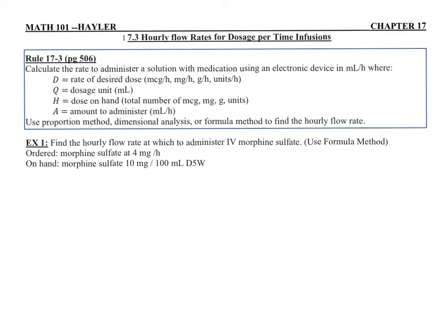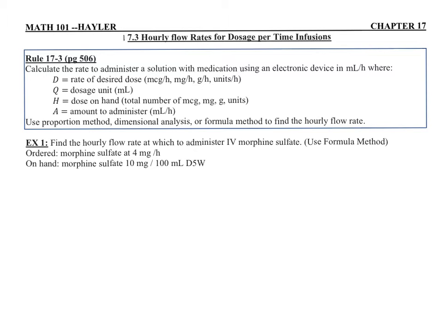Alright, so Rule 17.3 states: calculate the rate to administer a solution with medication using an electronic device in milliliters per hour, where D is your desired dose, Q is your dosage unit, H is the dose on hand, and A is the amount to administer, as usual. And those are the units that we will be using for each of those. You can use the proportion method, dimensional analysis, or formula method to find the hourly flow rate.